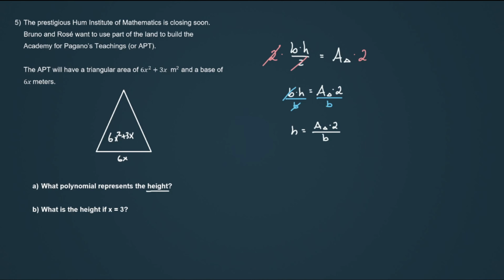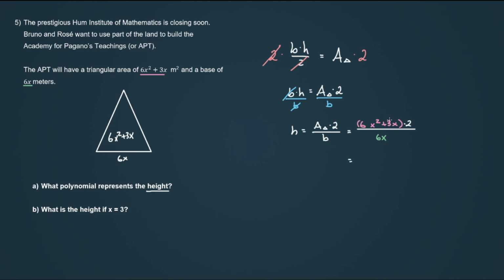base. And we know what the area is, right? The area of the triangle, and we know what the base is, right? We have those from over here, right? So we can plug those in. The area of the triangle is 6x squared plus 3x. We're going to multiply that by 2. And then we're going to divide by the base. And we know the base is 6x.